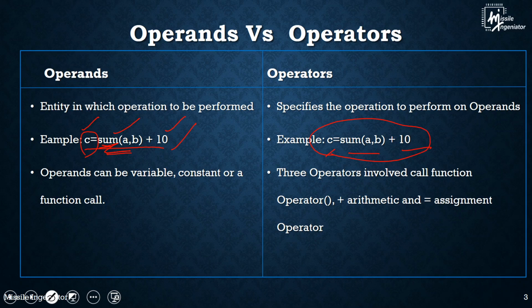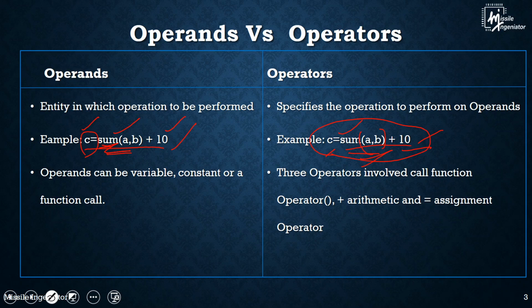With these three operands we want to compute some values. So how do we perform the operations? Initially we call a function, so function call is one of the operators here. The open and close parentheses are actually the function call operator. This calls one function, and 10 is a constant operand. At first we add these two operands. Once this addition is done, we use another operator, the assignment operator equal to. The computed value is now assigned to another operand, C.